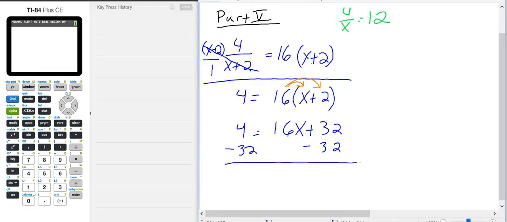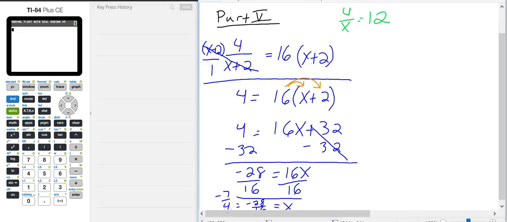4 minus 32 is negative 28. 32 minus 32 cancel out. Negative 28 is equal to 16x. And we're going to divide away the coefficient of x to get x alone. And we get that x is equal to negative 28 over 16. And we can reduce that to negative 7 over 4. So x is equal to negative 7 over 4.